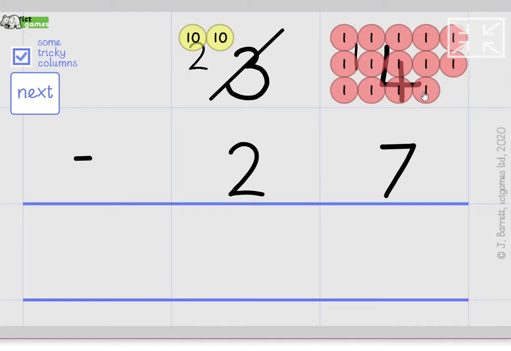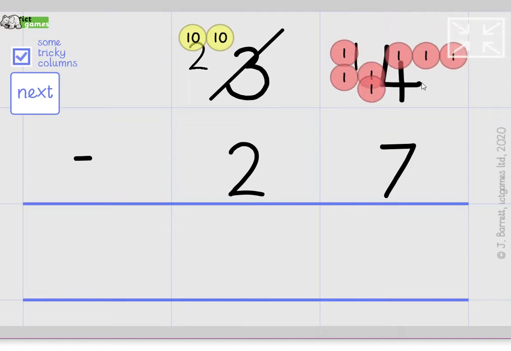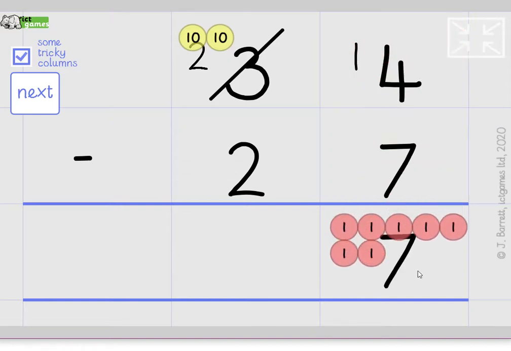14 take away 7. Well, we know that that's like half, isn't it? So 14 take away 7 is going to be 7. 2, 3, 4, 5, 6, 7. So that's going to be 7. And 20 take away 20 is 0. So the answer is 7. Good job, guys.